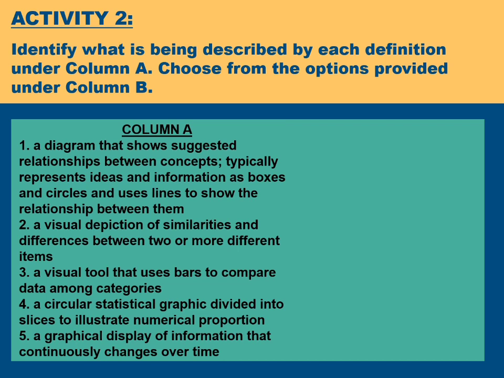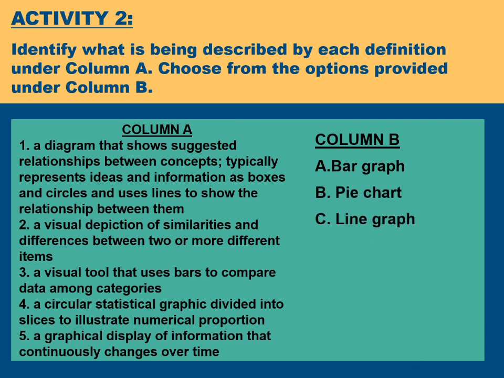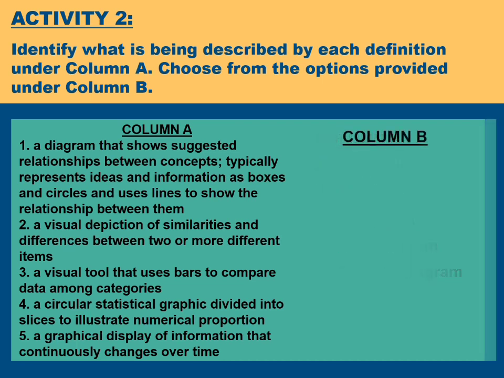And here are the choices under column B. Letter A, bar graph. Letter B, pie chart. C, line graph. D, Venn diagram. And E, concept diagram. Are you ready? Go! Are you done accomplishing the activity? That is great! Now let us check.